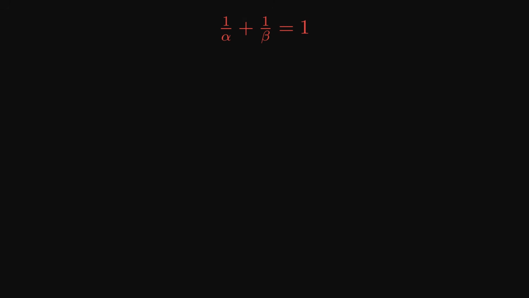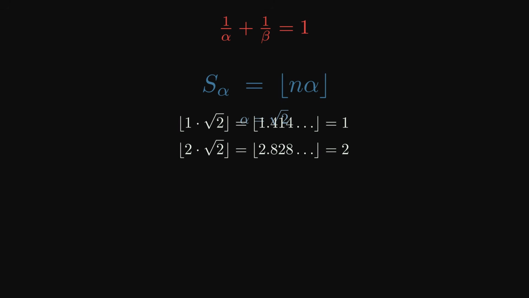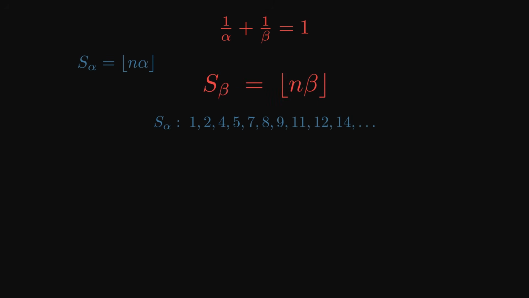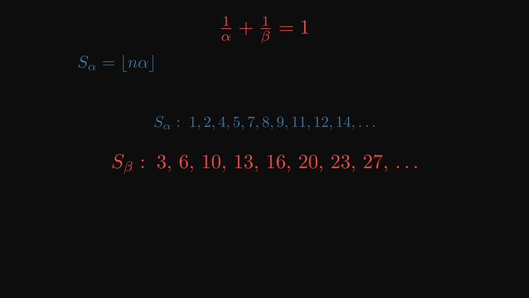Now make two sequences. The first sequence is the floor of n times alpha, for n equals 1, 2, 3, and so on. The floor function just rounds down to the nearest integer. So for alpha equals square root of 2, the sequence is floor of 1.414, floor of 2.828, floor of 4.243, and so on. That gives 1, 2, 4, 5, 7, 8, 9, 11, 12, 14. The second sequence is the floor of n times beta, also for n equals 1, 2, 3, and so on. For beta corresponding to square root of 2, that's 3, 6, 10, 13, 16, 20, 23, 27.